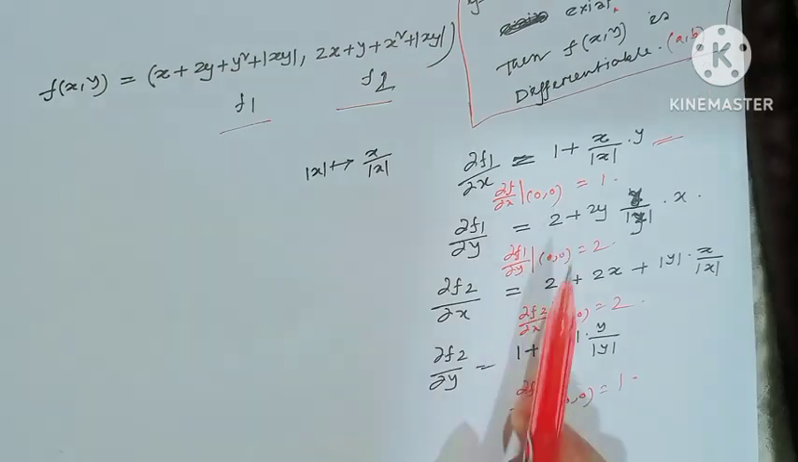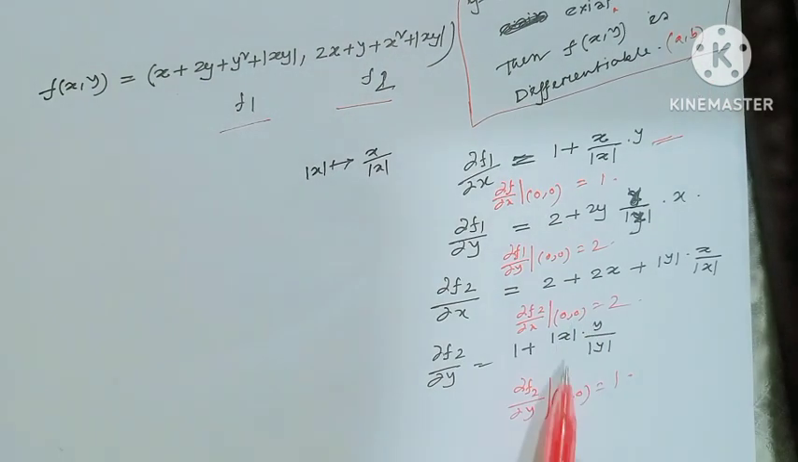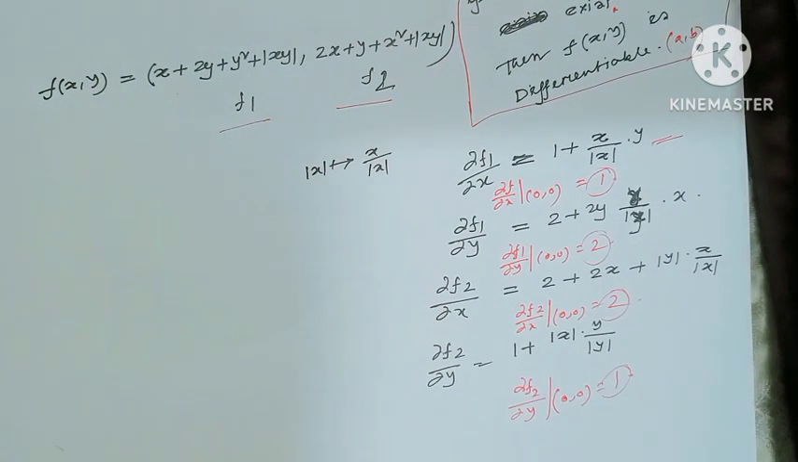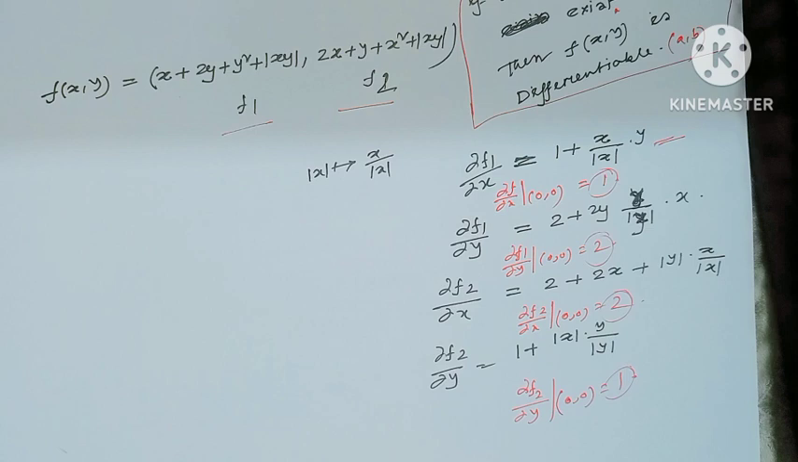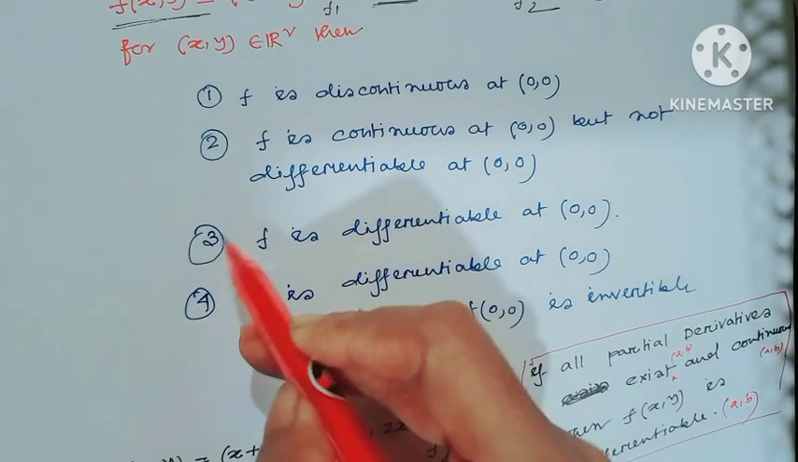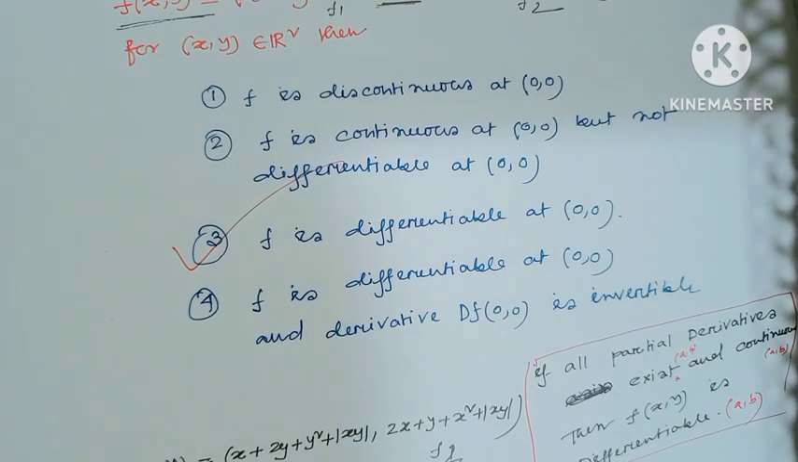So all partial derivatives at the point (0,0) exist, and since they are just constant numbers, they are continuous. So since all partial derivatives exist and are continuous, the function is differentiable. So f is differentiable at the point (0,0). This is the right option.